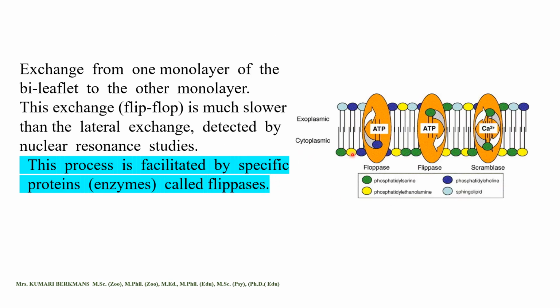See here, the exchange from one monolayer of the bi-leaflet. This is one leaflet and another leaflet. So the exchange is flip-flop. Flip-flop in the sense that from here the material is carried to that side, and from that side it is carried to this side. So from here to there, there to here, that movement is called flip movement.